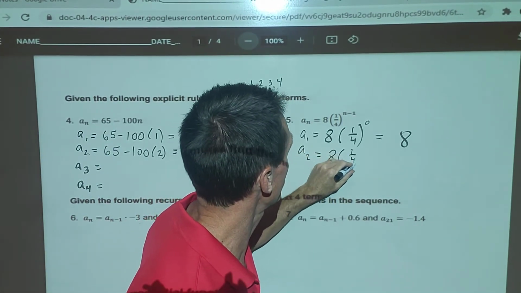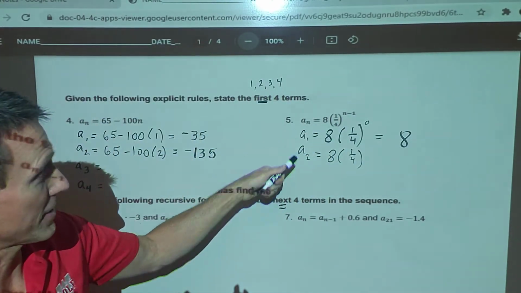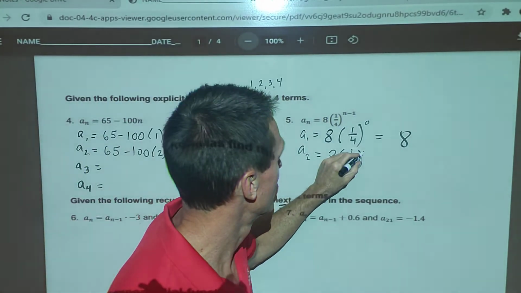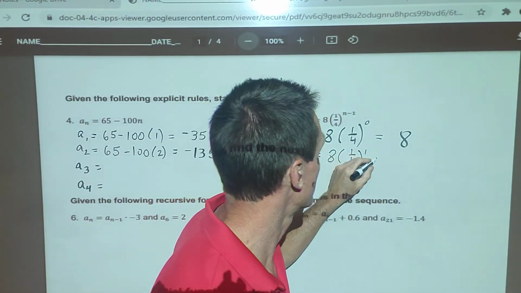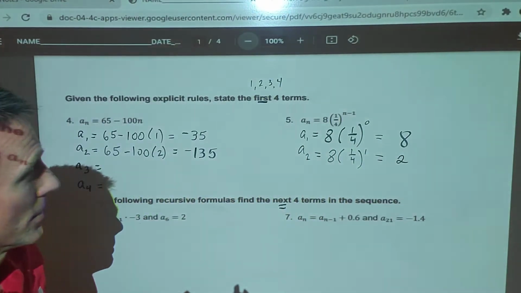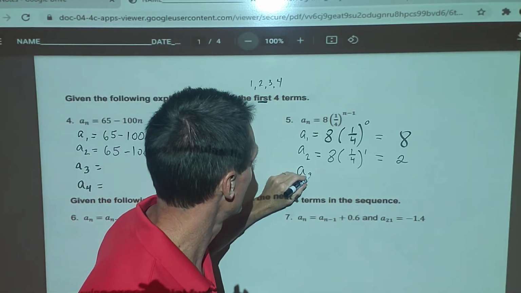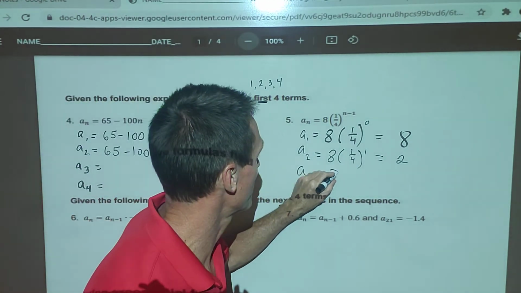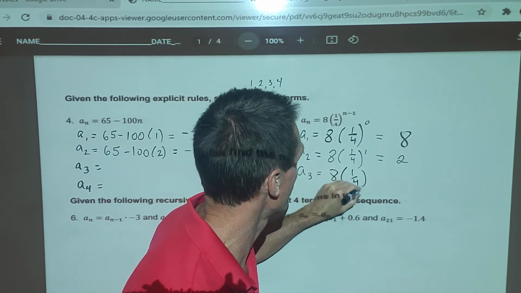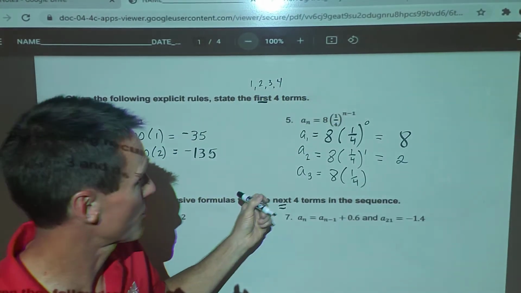Second term in the sequence: 8 times 1/4 raised to the 2 minus 1. So again, this would be the previous term, the term before this one. So 1/4 to the power of 1 would just be 1/4. 1/4 of 8 is 2. Okay, I'll get us one more, and then you can check the last if you would like on your answer key. So third term would be 8 times 1/4 to the 3 minus 1, or the previous term before 3, which would be 2.